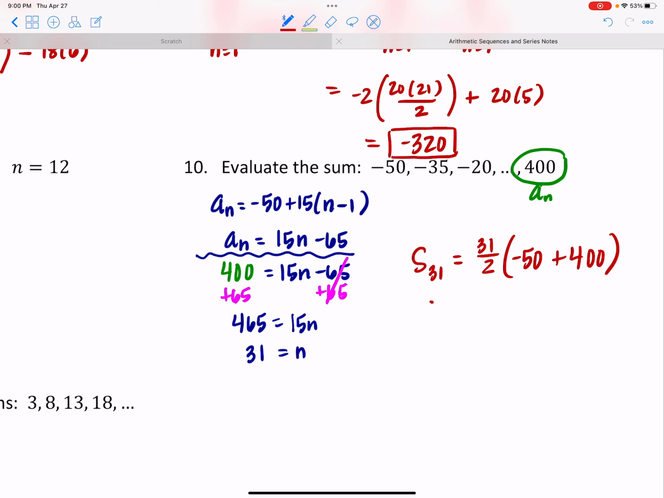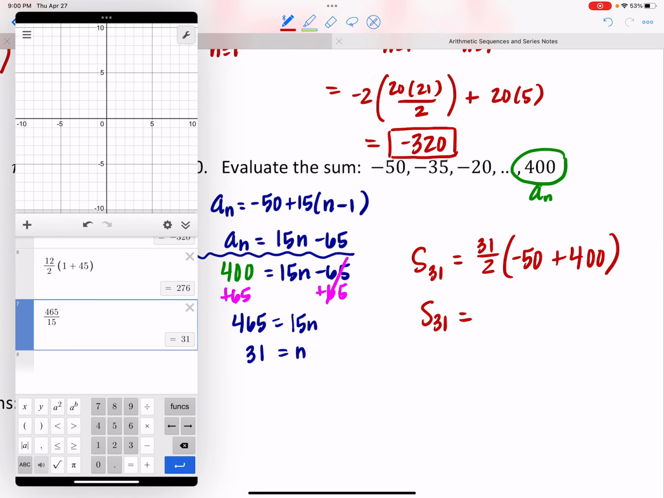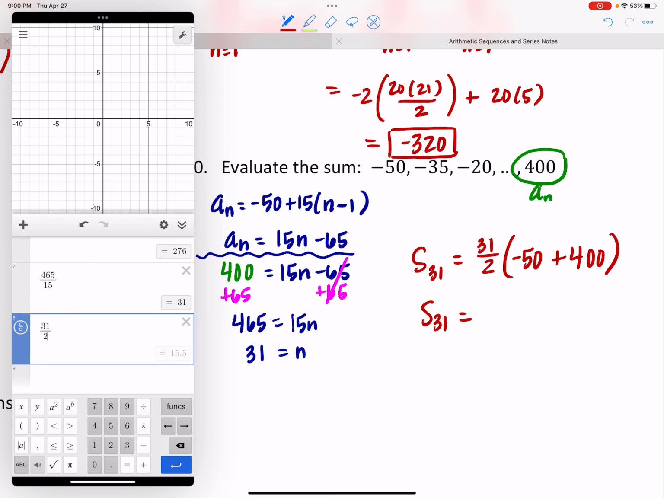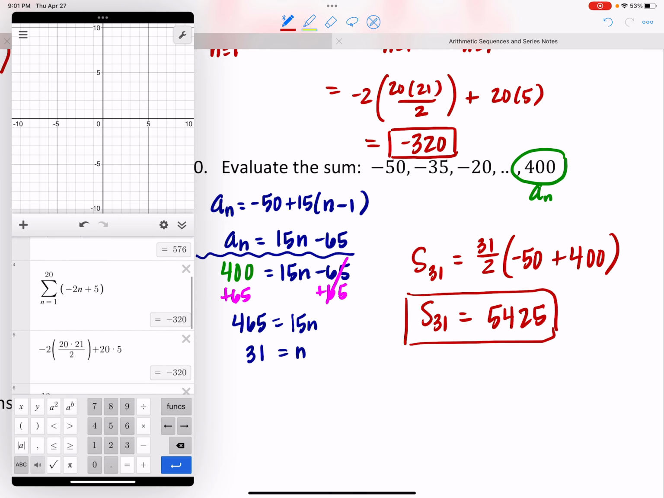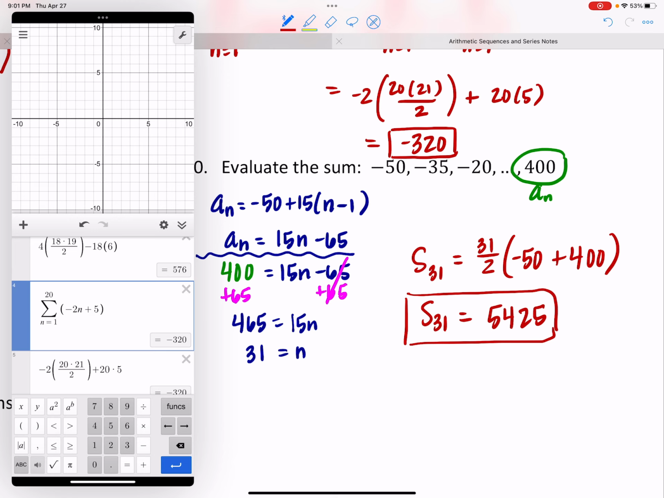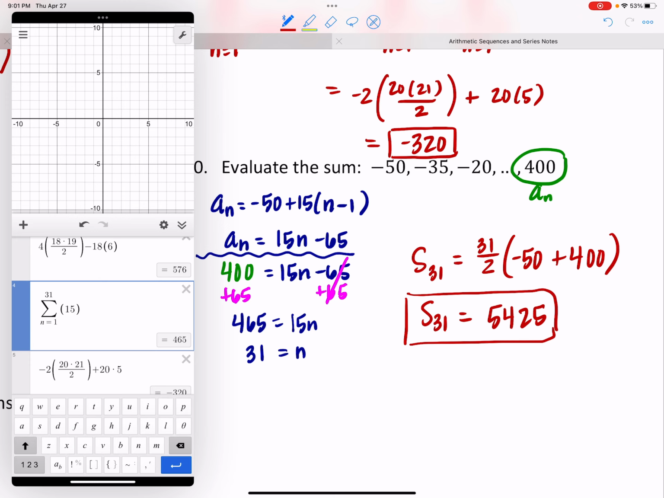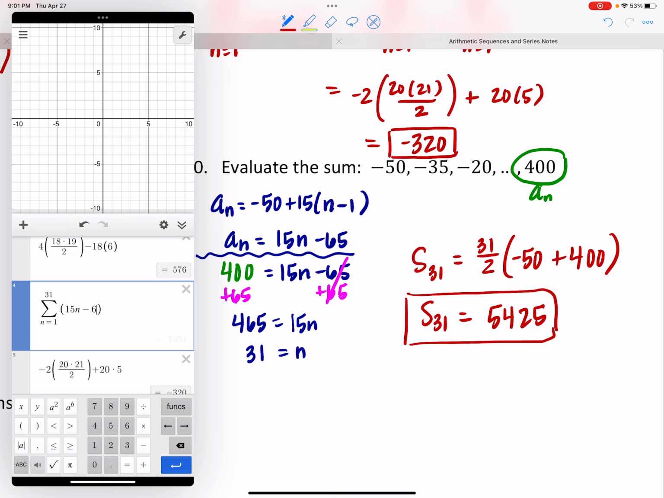And then into the calculator we go. So 31 over 2 multiplied by negative 50 and 400, and we end up with 5,425. And I'm just going to go ahead and verify with my summation notation since I have my calculator handy. Why not, right? So we're going from terms 1 to 31, and the explicit formula was 15, I should have left n in there, n minus 65, and there it is, 5,425, so we're confirmed.